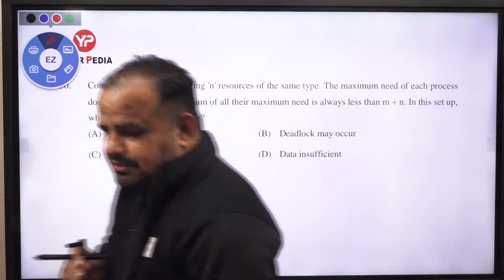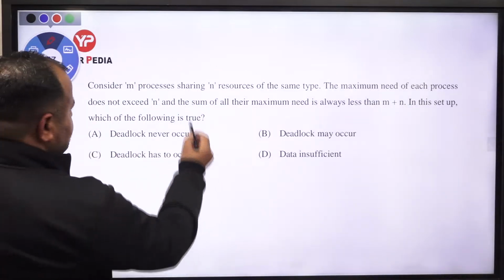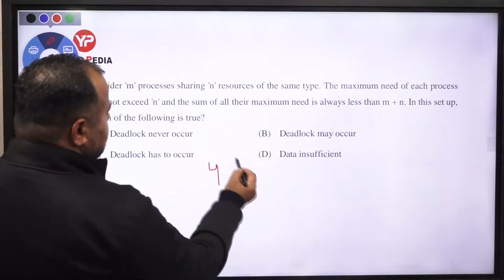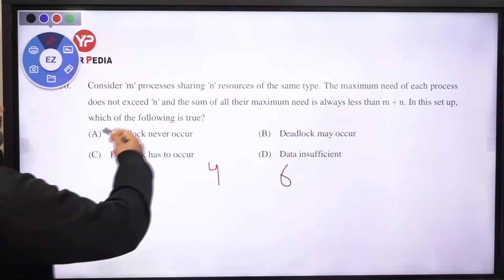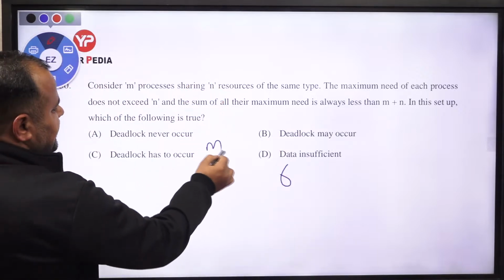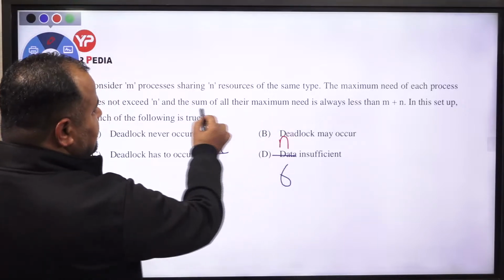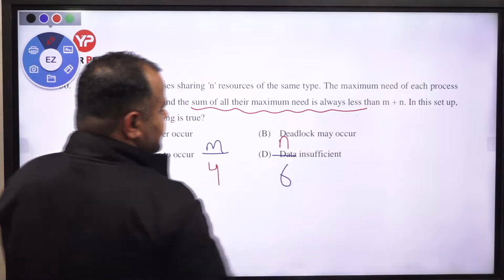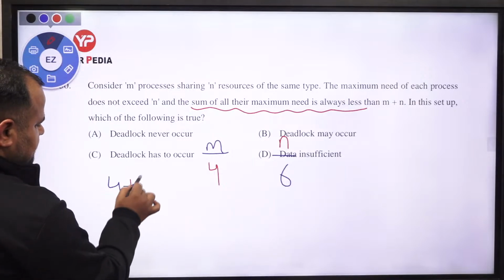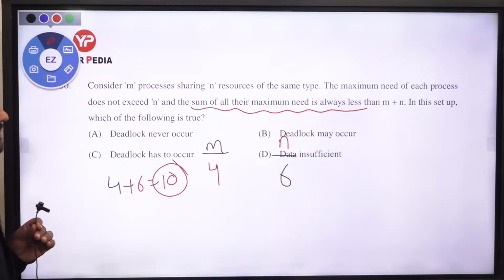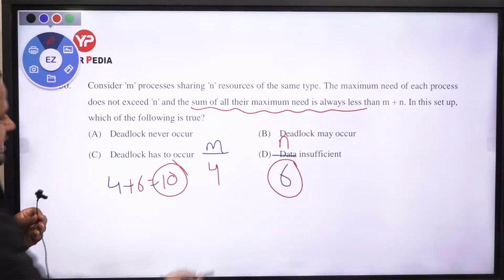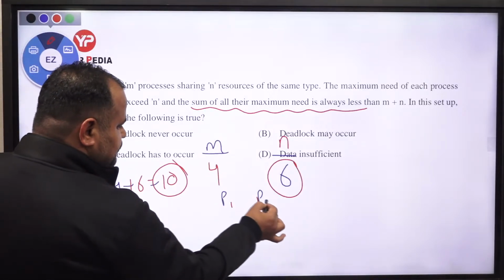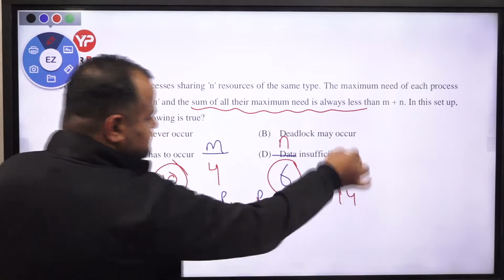Very good. See, my dear students, you can take some dummy data here. Suppose we have 4 processes, and the total number of resources is 6. The maximum need of each process does not exceed N. This is my M, this is N. But it is saying that the sum of all their maximum needs is less than 4 plus 6, which is 10. And how many resources do we have? 6. Now, we have processes P1, P2, P3, and P4.